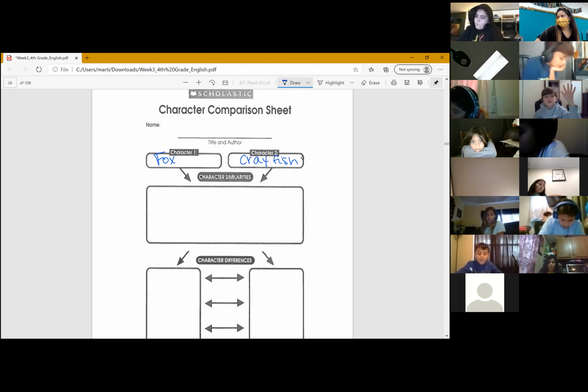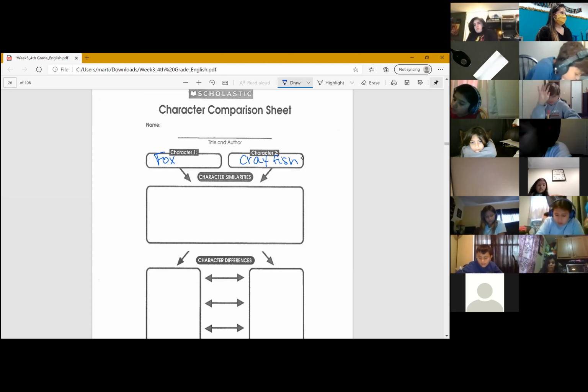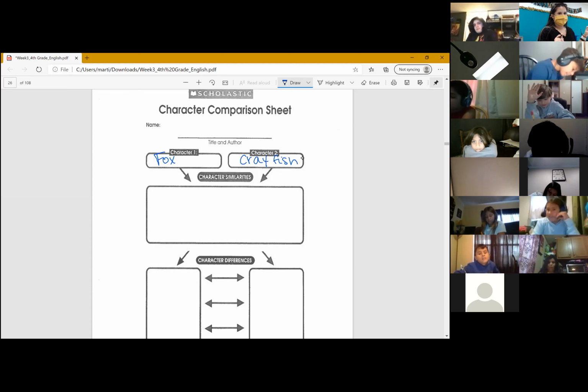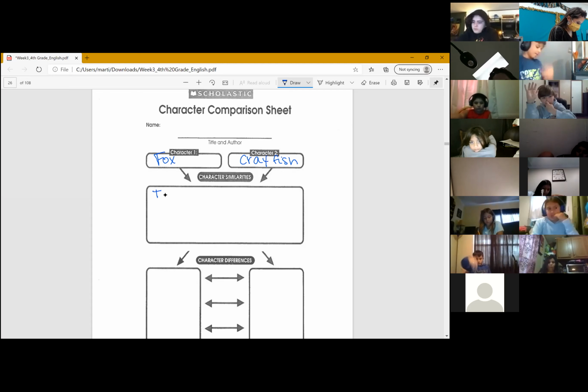Okay, so let's discuss some similarities between the fox and the crayfish. What do y'all think? They both complimented the crow. So we know it's a trickster tale. These characters are both what? They're both tricksters, right? Do y'all agree online? Everyone give me a thumbs up if you agree. Are they tricksters? Yes, they are both tricksters.